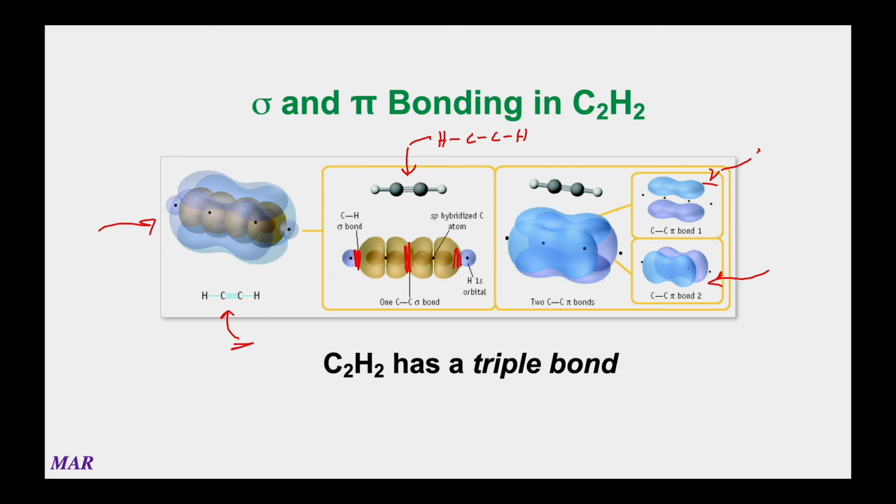C2H2 is different than the last one because there are two pi bonds. And so one pi bond will be above and below, two components per pi bond. The other pi bond will be left and right of the molecule. And again, in the middle is where all the sigma network happens.